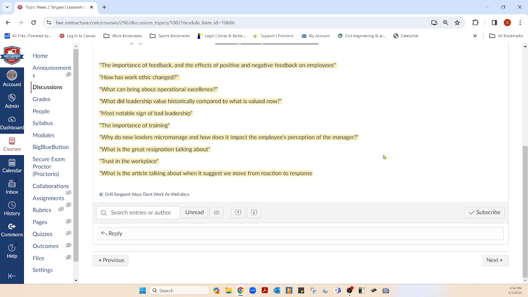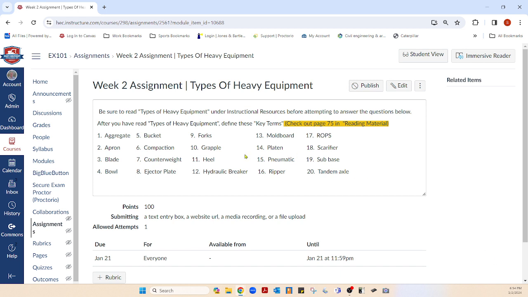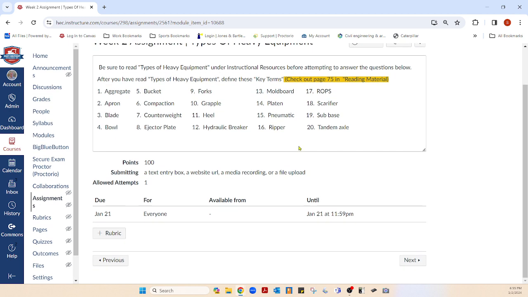So that's the discussion. Now, there are some quizzes in here. Here are some things you need to know. Be sure to read types of heavy equipment. Look at page 75 in the reading material. That's the training manual I was showing you a while ago. You should know what all of these things look like, what they do, and what their purpose is, everything there is to know about it. Moldboard, you can talk about that for 30 minutes. And be sure you know what a moldboard is.